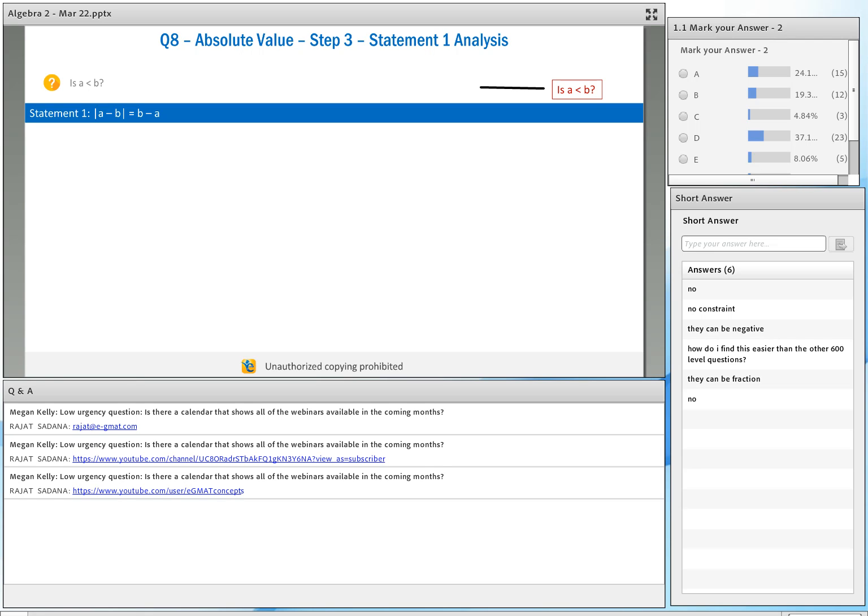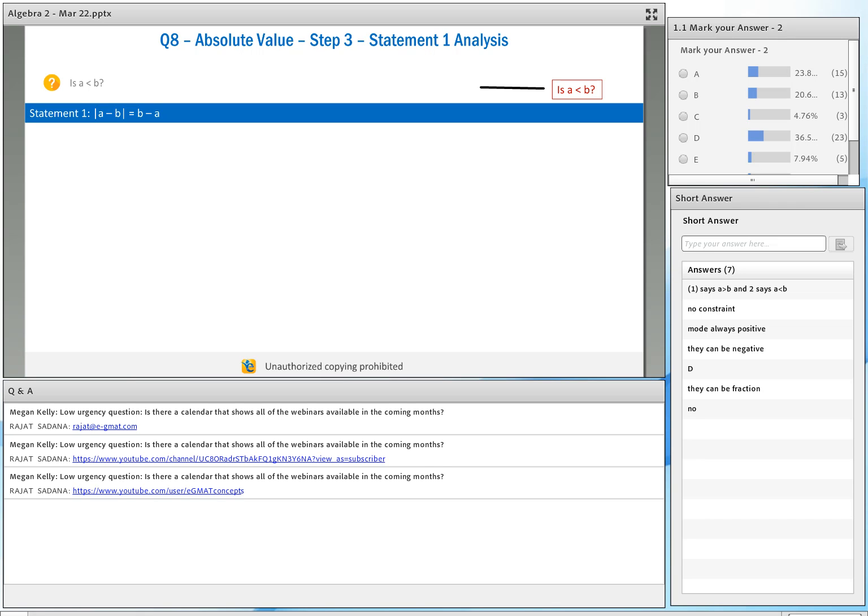How do I find this easier than some other 600 level questions? Let's see whether you solved it correctly, Calvin. Which answer choice did you choose? And then let's see the stats. All right, you chose D. Let's see whether that is correct.